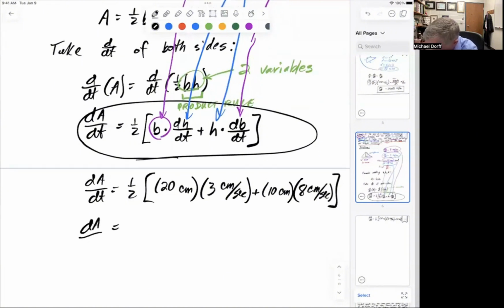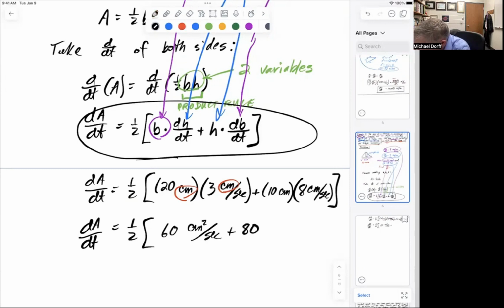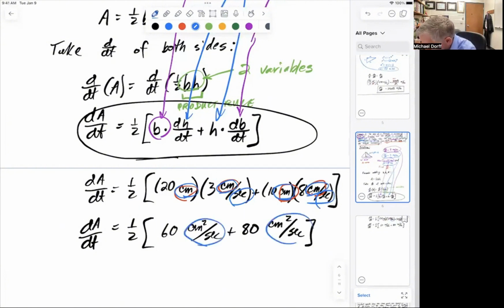Okay, then we get dA/dt equals 1/2, multiply those together. 20 times 3 is 60. Notice I have my centimeters over seconds, so I'm going to have centimeters squared over seconds. And then for the second part, I've got 10 times 8, which is 80. And that's also going to be centimeters squared per second. Notice also that in the step before, all my units match up. If I'm going to add those things together, the units should be the same, and they are, right? They're centimeters squared per second for both of them.